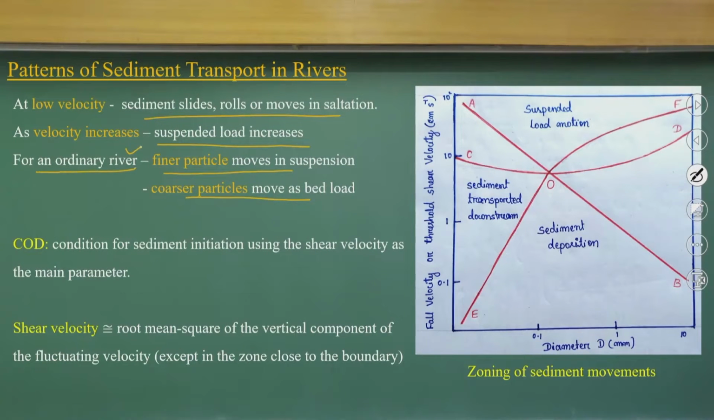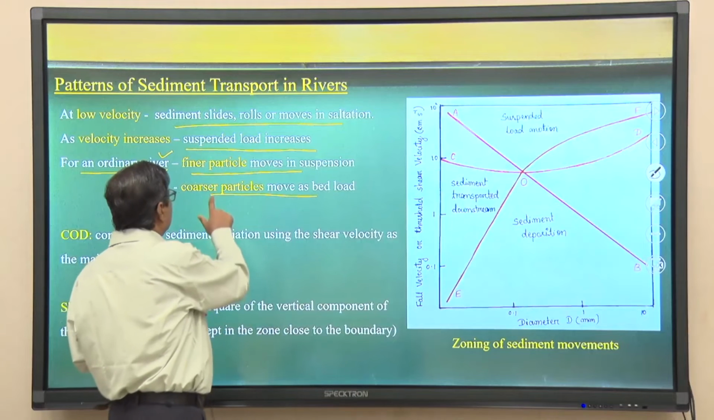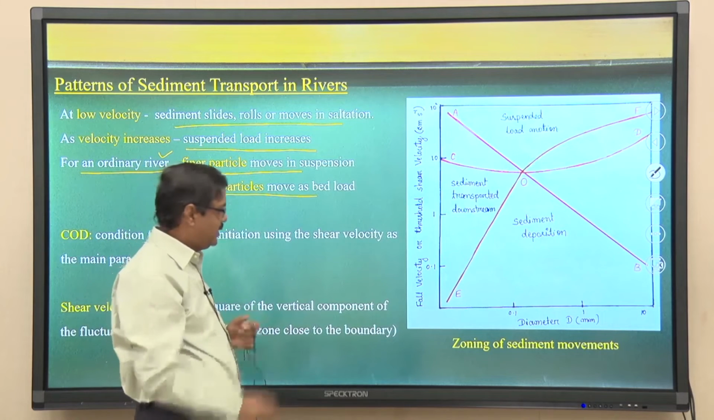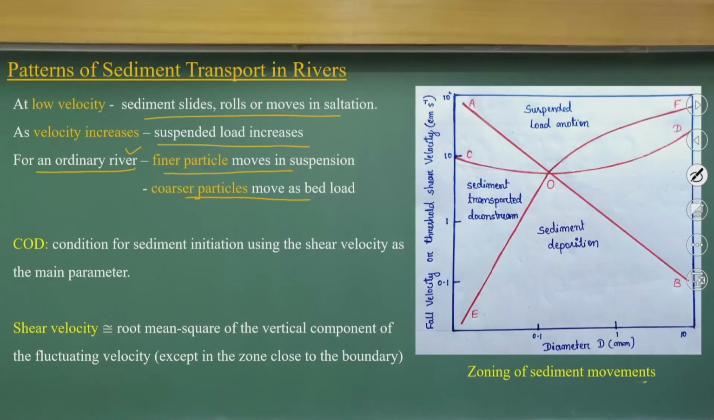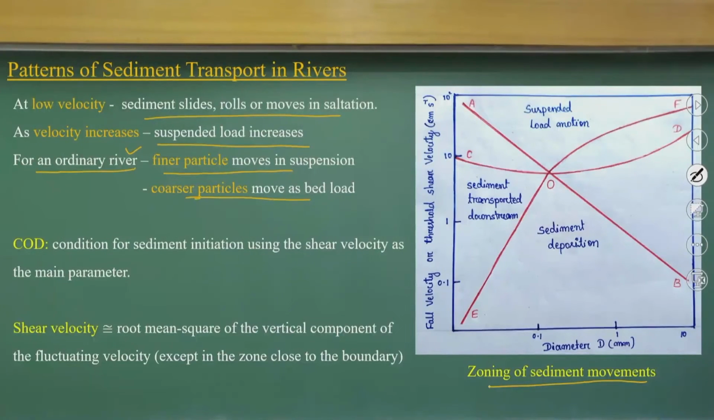You can see these finer particles are the suspended load, and the coarser particles move as bed load. Now, if I plot something very interesting, that is the threshold of sediment movement that we are talking about here. The x axis is the diameter and the y axis is the sediment fall velocity, as we discussed at the very beginning of the class. If we plot the threshold shear velocity on that, it gives the graphs E and F.